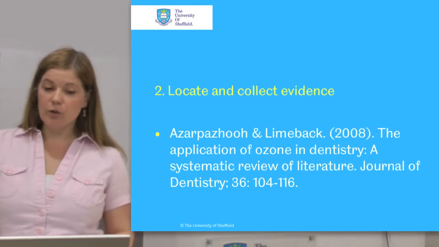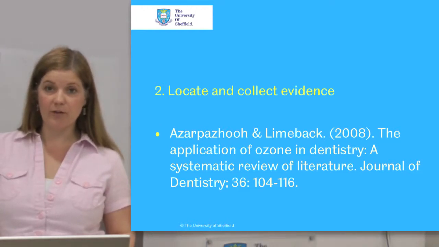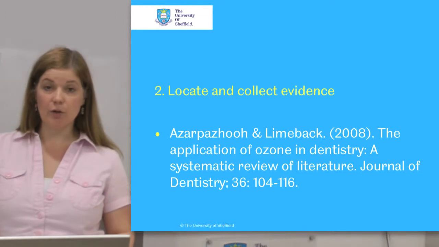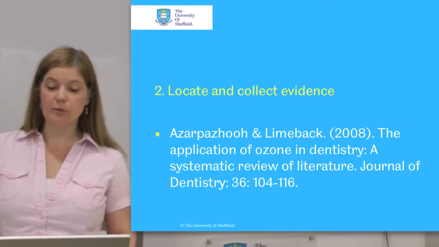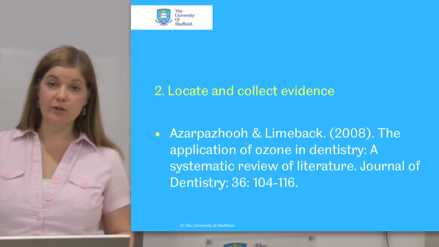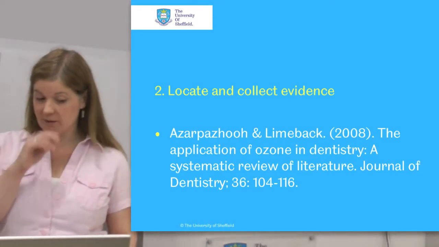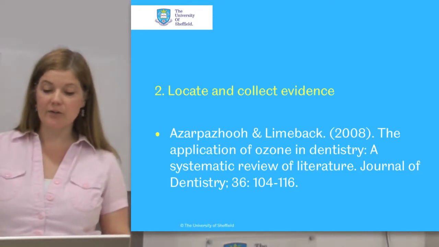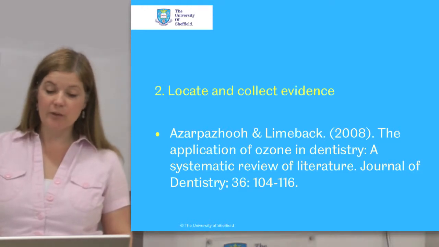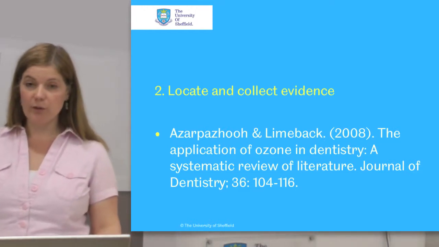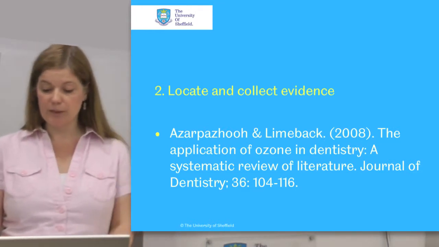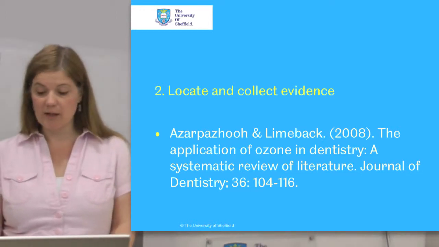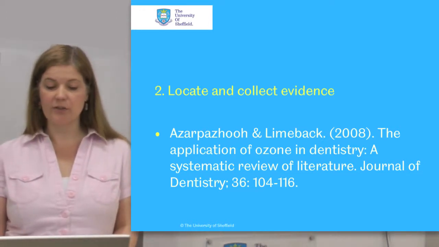So you've changed your question into the PICO format, so that's patient population, intervention, comparison, and outcome. And you've gone to those electronic databases that I talked about earlier. So first off, you've gone to the Cochrane Library, and you've found that there's one systematic review carried out in 2008. This is called The Application of Ozone in Dentistry, a systematic review of the literature, published in the Journal of Dentistry. So you are going to go and find that and read it and see what evidence they collected within that systematic review.